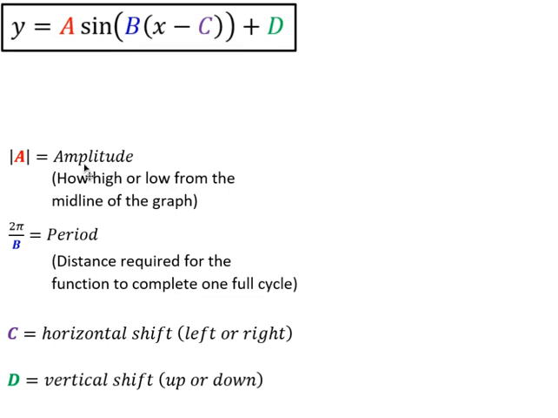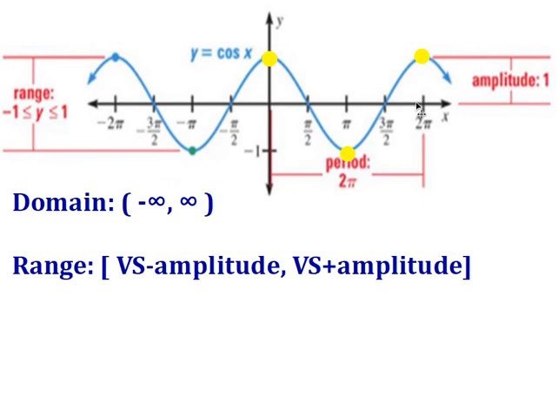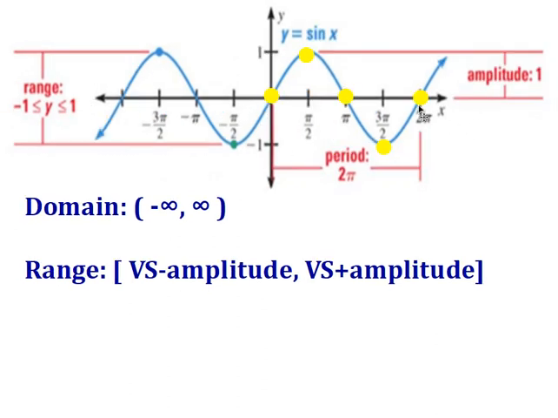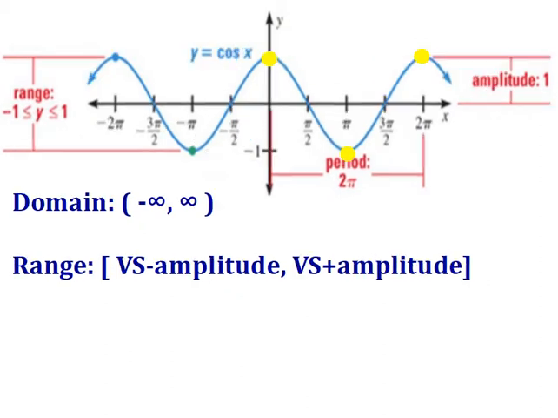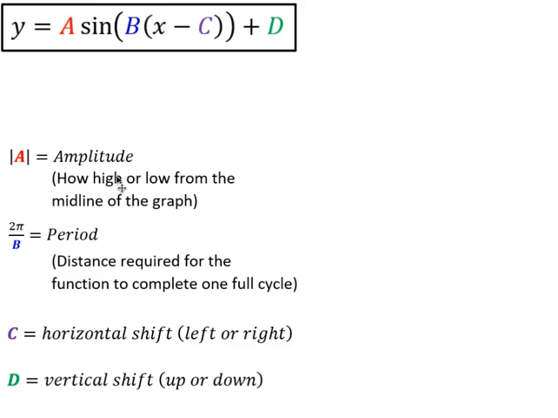So your amplitude is how high or low from the midline of the graph. So the midline for this one is going to be the x-axis. Same with your sine function. This would be your midline. Once we start graphing these, I will help you guys draw a midline that will help you draw the graph better, and it will make a lot more sense.